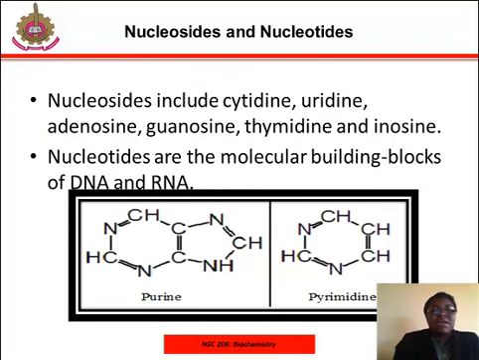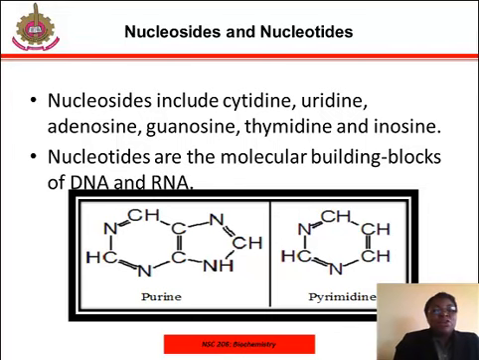Nucleosides are glycosylamines that can be thought of as nucleotides without a phosphate group. A nucleoside consists simply of a nucleobase and a 5-carbon sugar. The base is bound to either ribose or deoxyribose via a beta-glycosidic linkage. Nucleosides include cytidine, uridine, adenosine, guanosine, thymidine, and inosine.